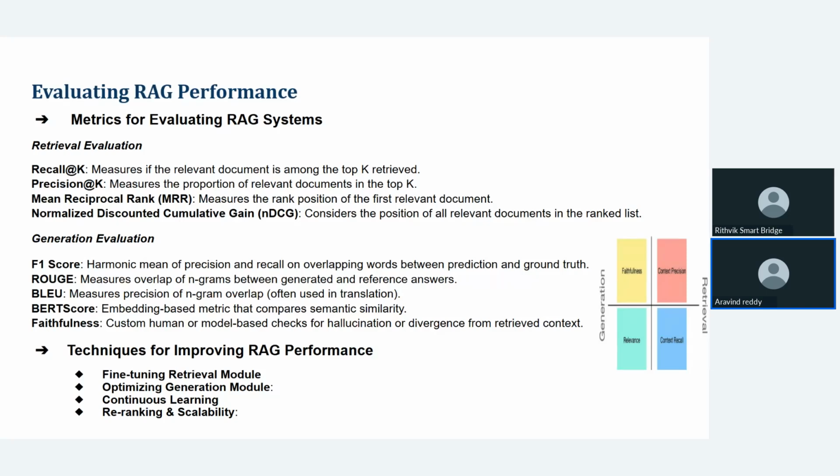Next, optimize generation, which means we try to reduce error. Error is the difference between the expected output and the predicted or generated output. We compare them, and the difference is the error, so we try to minimize it. Continuous learning, providing a huge amount of information, makes the model give accurate information. Then re-ranking, where we give the exact ranking, and scalability. If you follow all these techniques, you will get good results from the model.